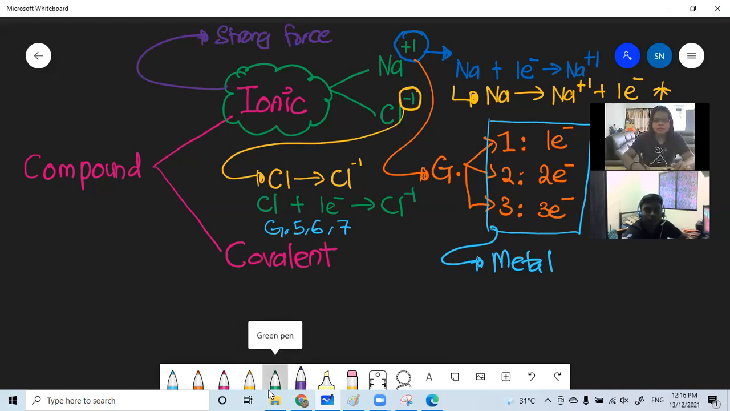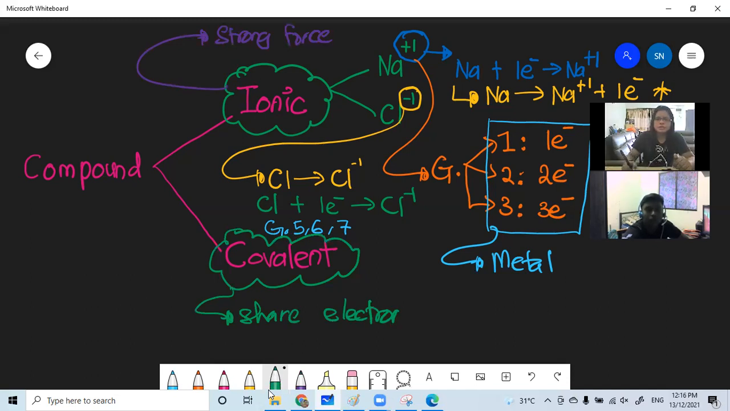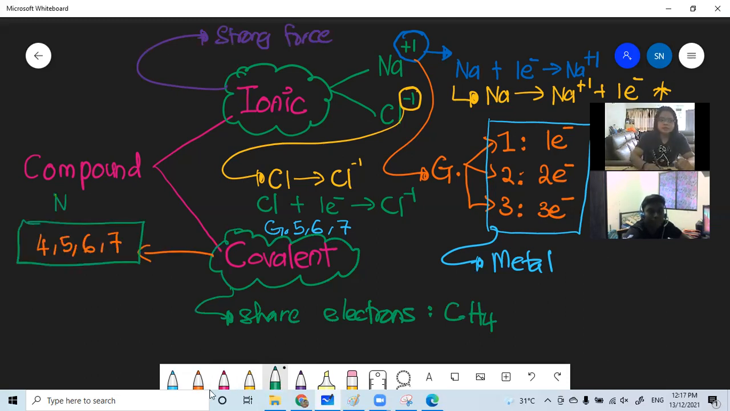But when you go to the next part, this one is covalent. If they want to share electrons, you need to know which group they come from. Groups 4, 5, 6, 7 we consider non-metals. If a non-metal from group 5, 6, 7 reacts with group 1, 2, 3, they form an ionic compound. If non-metals react between themselves, like 4 with 5, 6 or 7, or 7 with 6, they all come from the same group, non-metal.